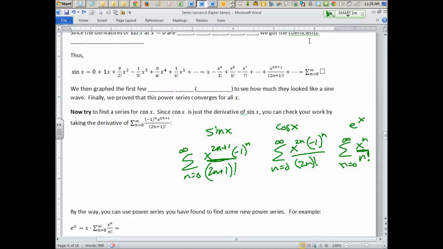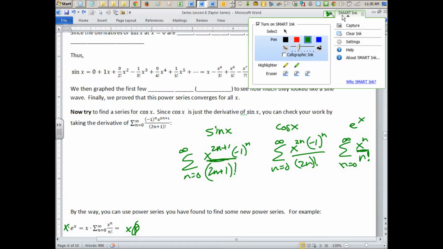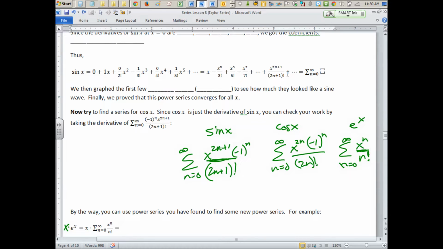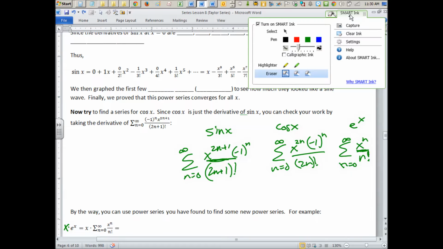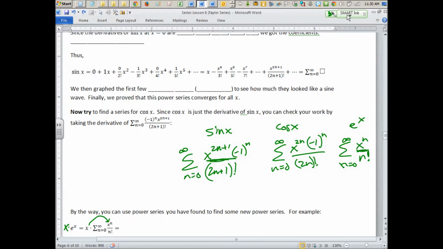So let's say you wanted to find a power series for x e to the x. Is that a new one? Not really. You could just take x times the old one here. You already know the power series for e to the x, so you can actually just bring this into your sigma like this. I'll show you. Just multiply this in, and you get x to the n plus 1. All you're doing is distributing into a sum. So there's a new series right there.